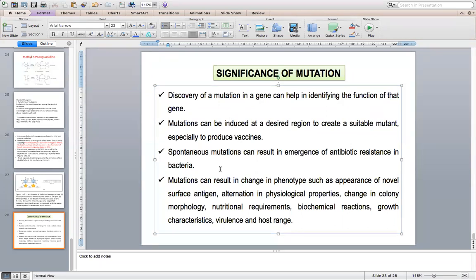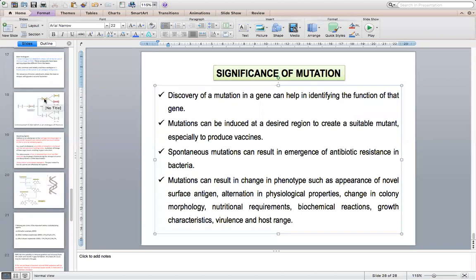So all these changes: the surface antigenic property may differ, physiological properties may differ, and the colony morphology may differ. Sometimes a red colony becomes a colorless colony due to the deficiency of a particular gene. Their nutrient requirement may also differ. They may not be able to synthesize a particular amino acid or vitamin, so we need to supplement them. Then the biochemical reactions may change, the virulence may change, the host may also change.